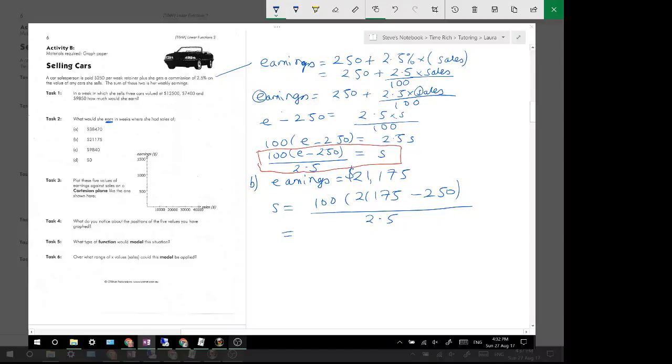Let's try typing that again. 21175 minus 250, times 100, divided by 2.5. That seems like a lot. $837,000 in cars that they need to sell. That seems like quite a lot, but maybe it is.